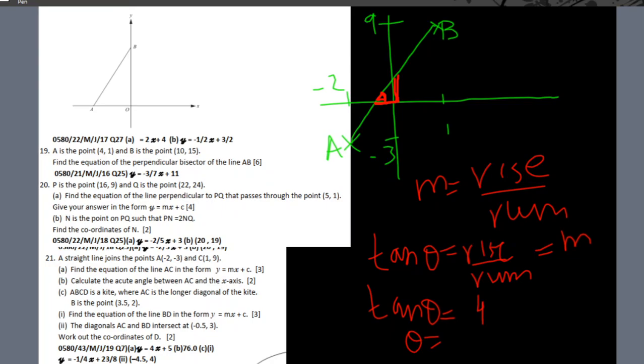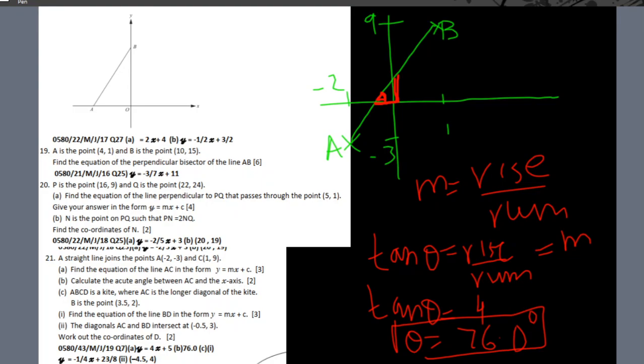which gives 76.0 when I round it off to 1 decimal place. So I got my answer. All you need to do is equate tan theta to m whenever you're asked to find the angle between a line and the x-axis.